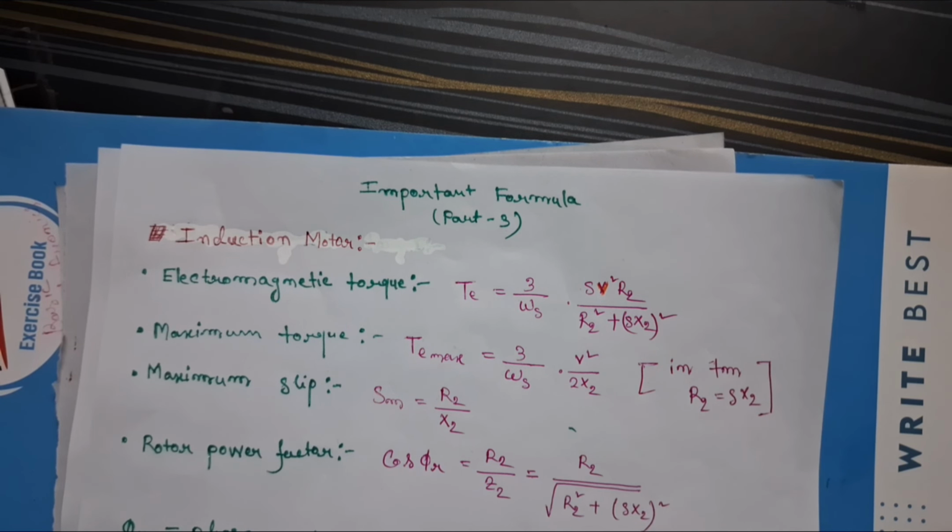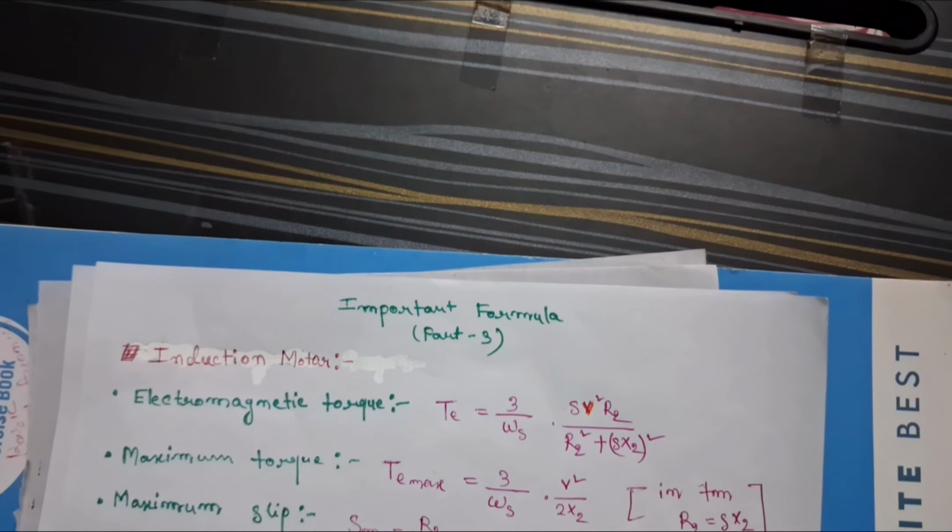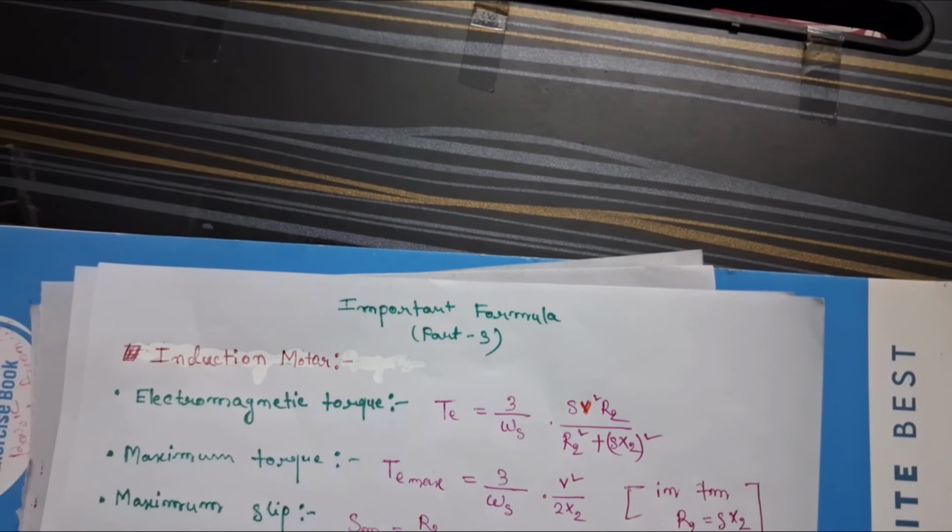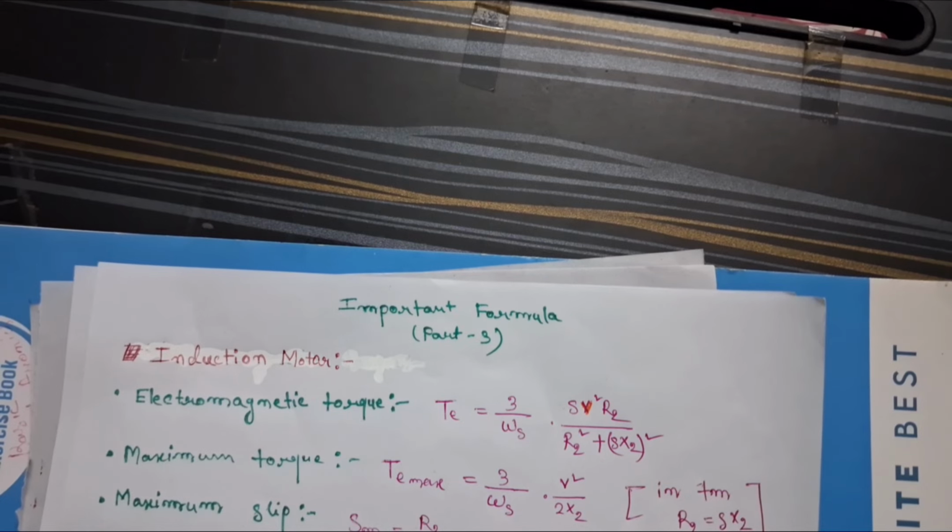Today, I will start with the induction motor. First, you have to remember the formula of electromagnetic torque. Electromagnetic torque T_E equals 3 by omega_S into S V squared R2 divided by (R2 squared plus (S into X2)) whole squared. Here omega_S is synchronous speed in radian per second, S is slip, V is terminal voltage in rotor, R2 is rotor resistance and X2 is rotor inductance.